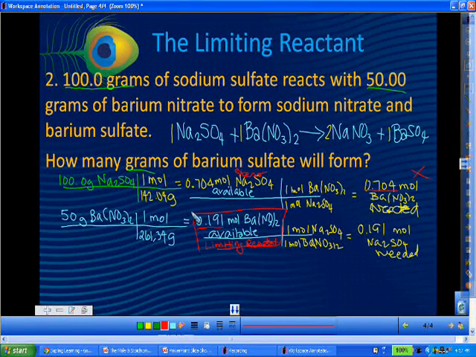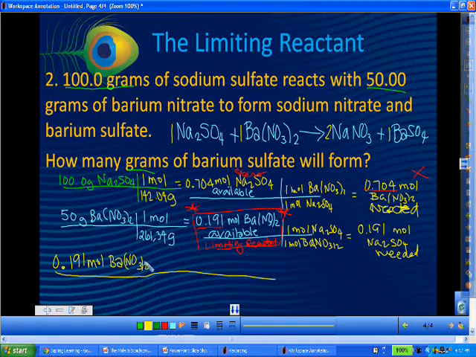And we can go ahead and start with the number of moles of barium nitrate that are available. So we have 0.191 moles of barium nitrate available. And so we can go from moles of barium nitrate to moles of barium sulfate. So anytime we're going from one compound to another, we must use the mole ratio. And so we can look here and see we have 1 mole of barium nitrate to every 1 mole of barium sulfate.